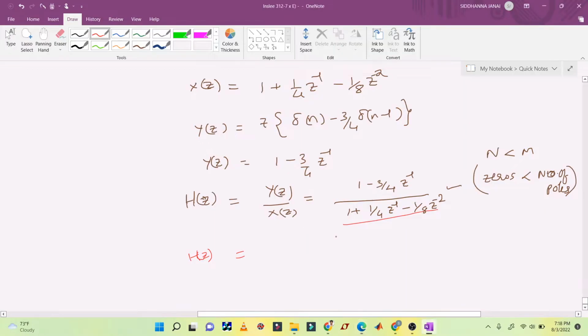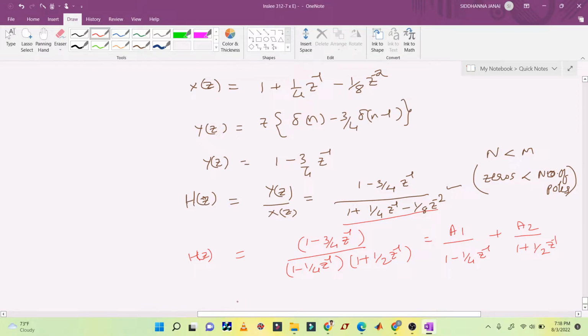So what will we get? 1 minus 3 by 4 z inverse divided by 1 minus 1 by 4 z inverse multiplied by 1 plus 1 by 2 z inverse. So this is the equation. Applying partial fractions, we can write it as a1 divided by 1 minus 1 by 4 z inverse plus a2 divided by 1 plus 1 by 2 z inverse.